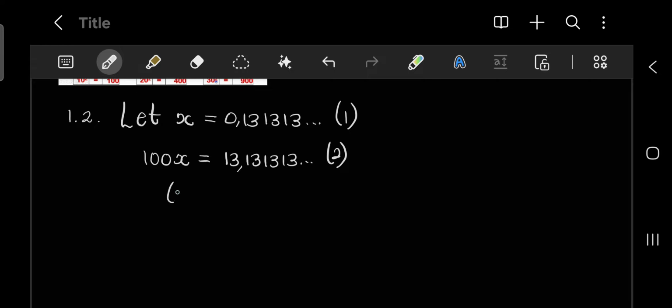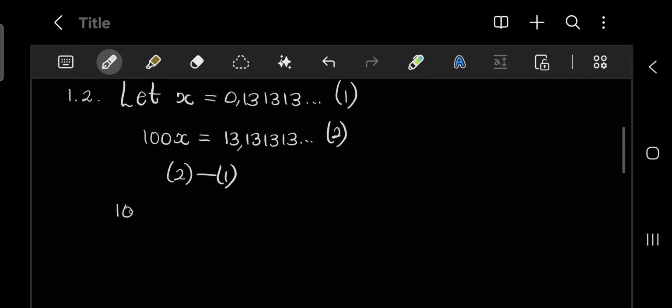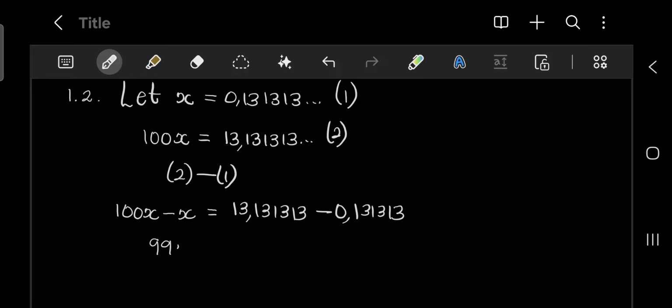The next step is for you to take equation 2 minus equation 1. So we will have 100x minus x on the left-hand side. And on the right-hand side, we will have 13.131313 minus 0.131313. Now on the left-hand side, 100x minus x is going to give you 99x. And on the right-hand side, this step eliminates those numbers after the decimal, so you will be left with 13.